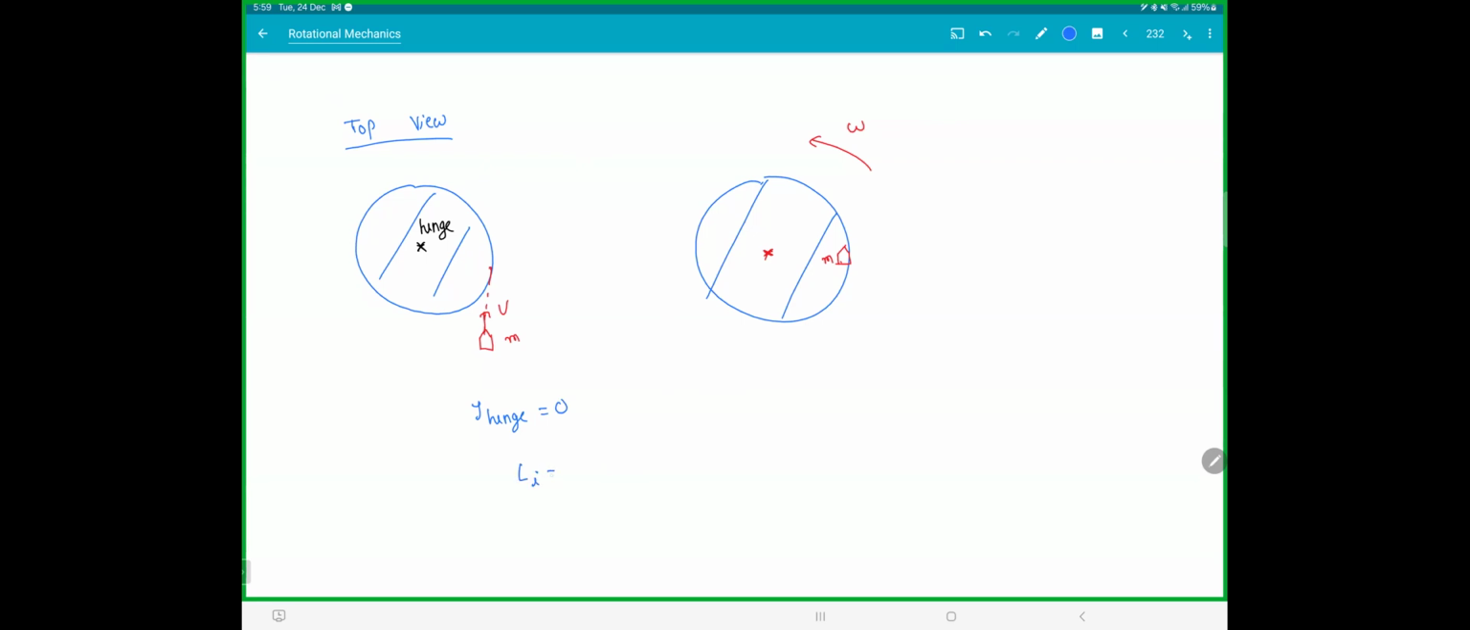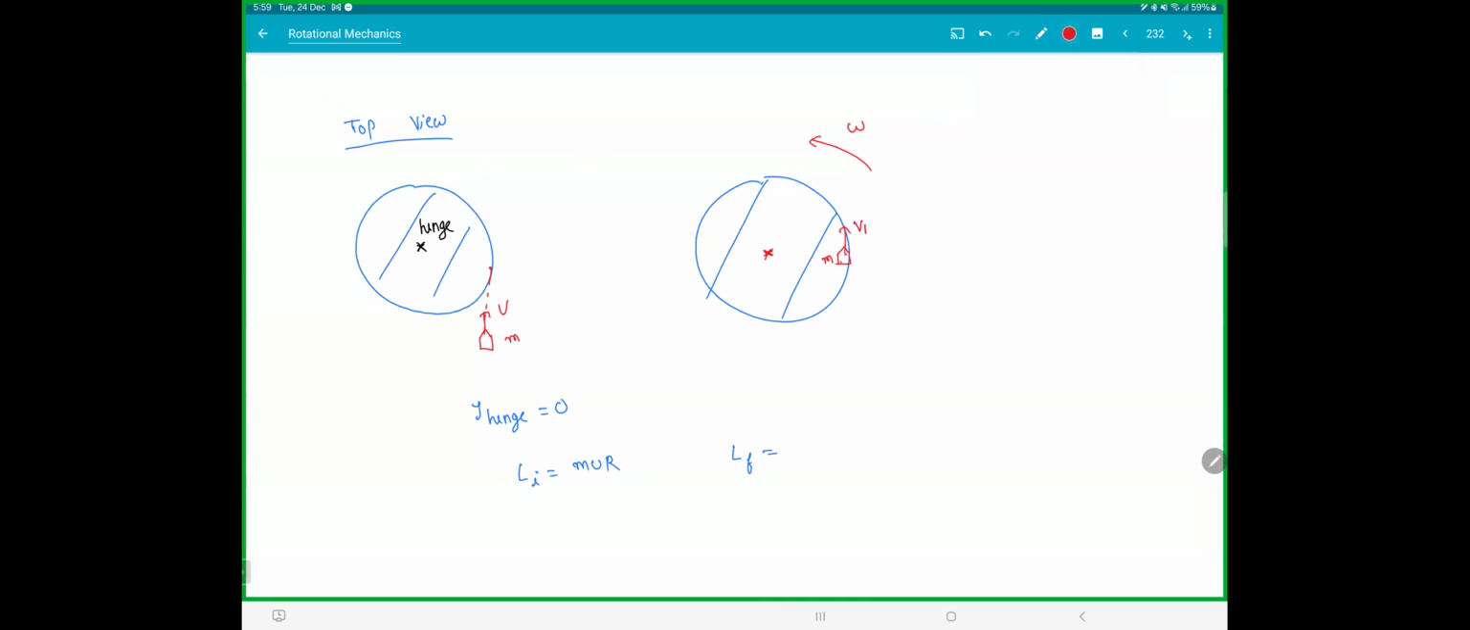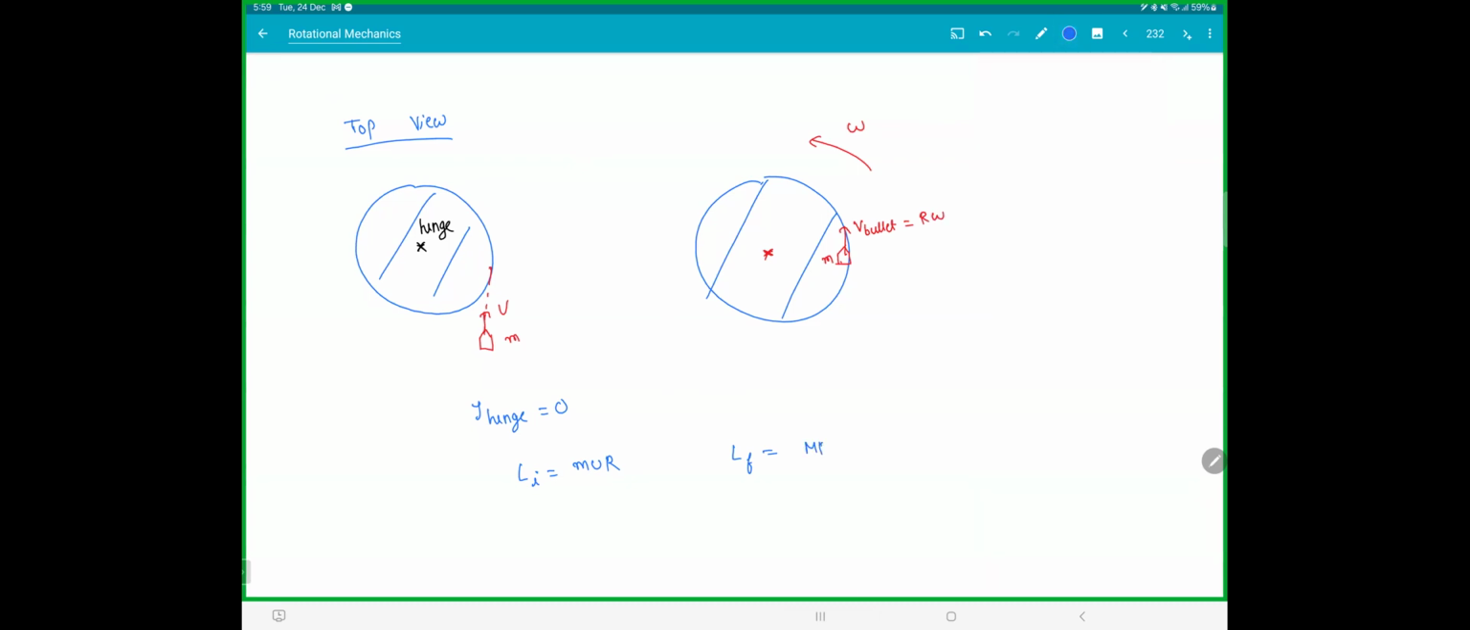What is the initial angular momentum? The bullet is only coming, so m u R. What is the L final? The bullet's speed is also now V bullet is R omega because it has got stuck. So this will be disk M R square by 2 omega plus bullet will be mass m, perpendicular distance R, speed will be R omega. This is for the bullet. This is for the disk.